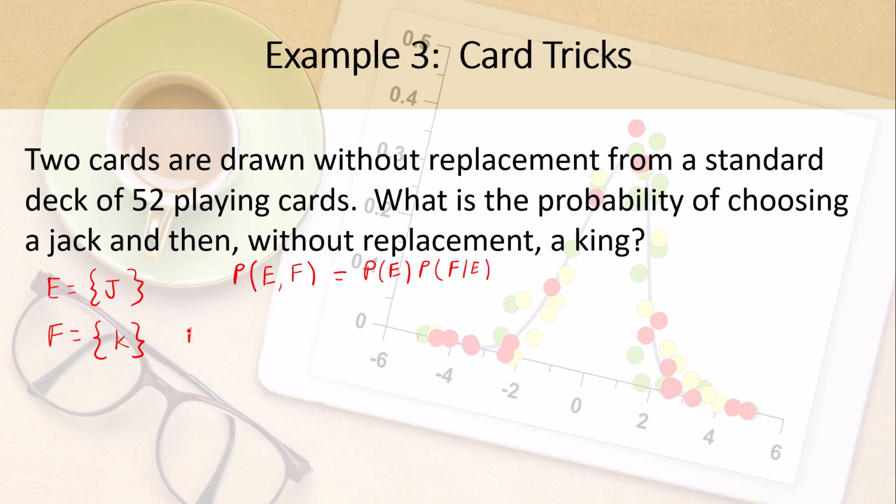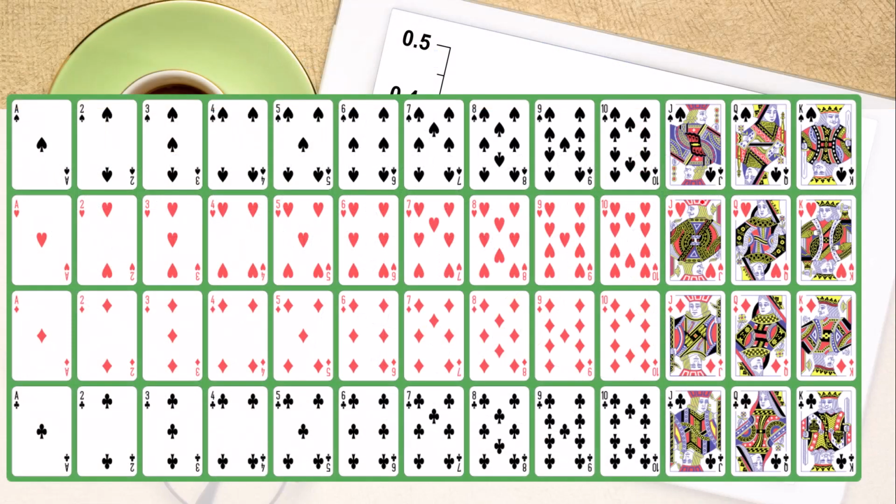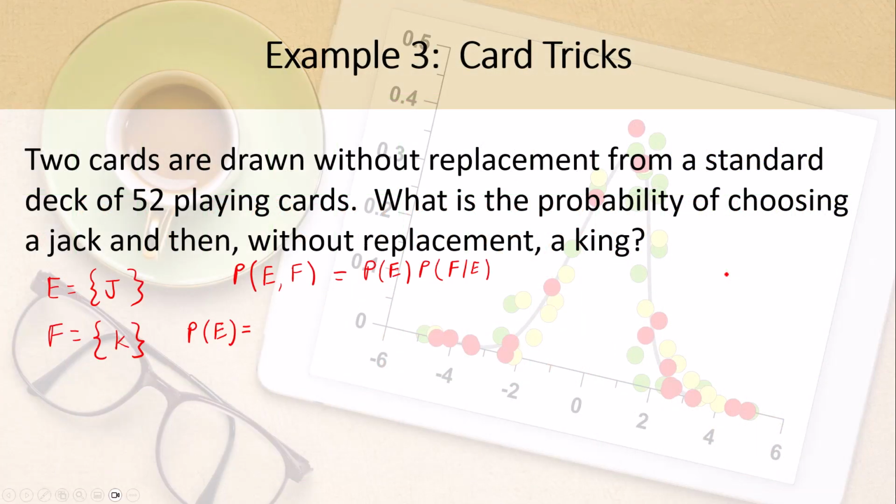What is the probability of E? Well, we can look at that in our next slide. There it is. The probability of E is the probability of drawing all the jacks. Notice here that there are 4 jacks and there are a total of 52 cards, 13 times 4. So the probability of E is going to be equal to the number of jacks, which is 4, divided by the total number of cards, which is 52. And this can reduce to 1 over 13.